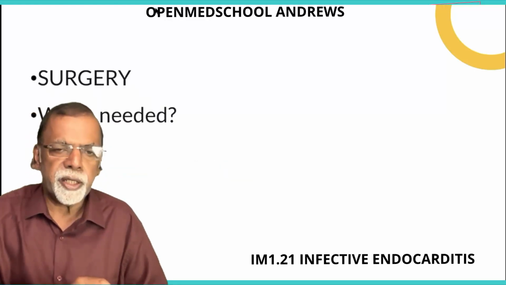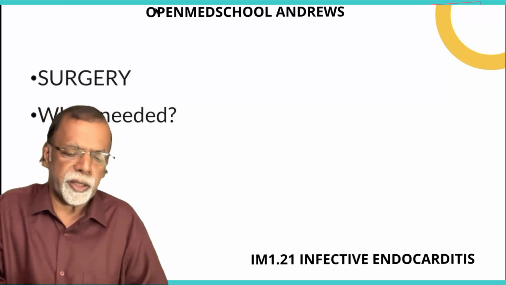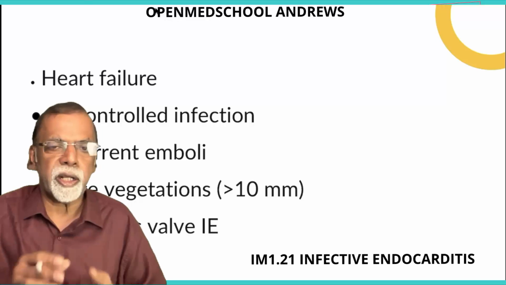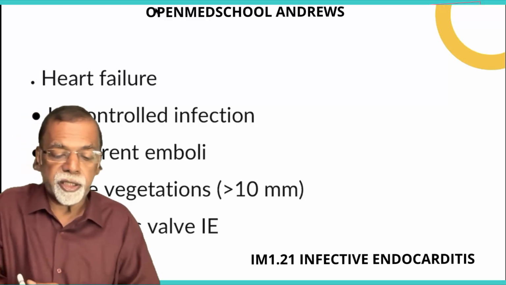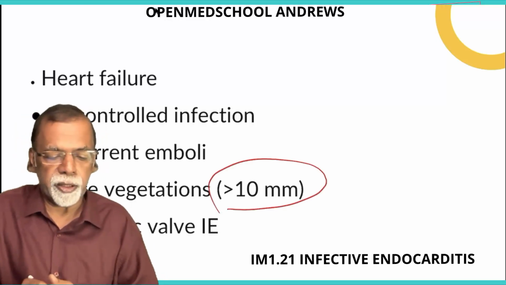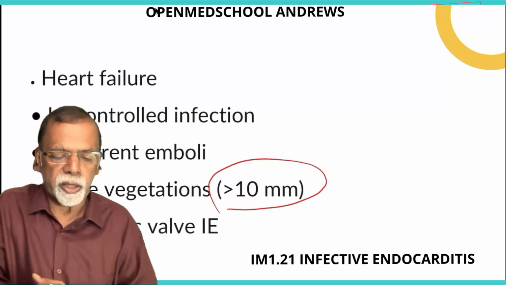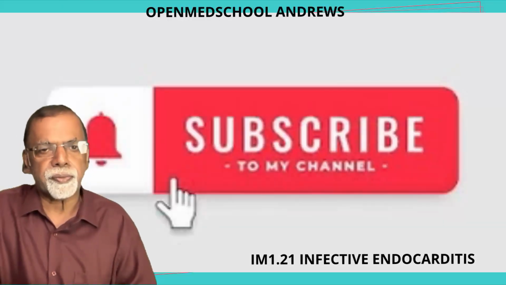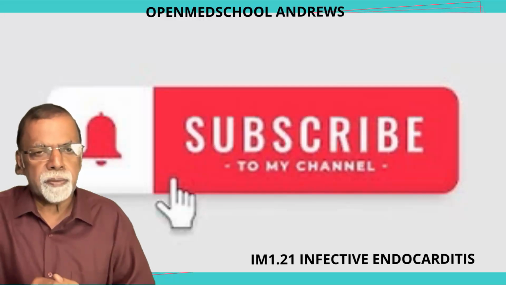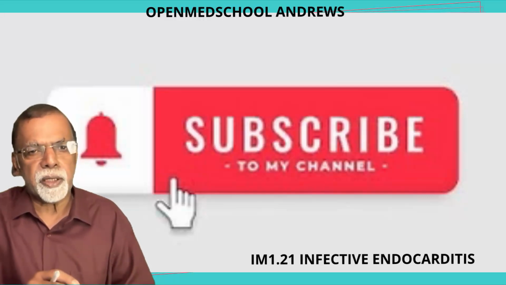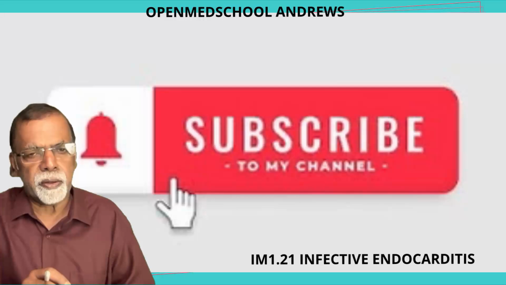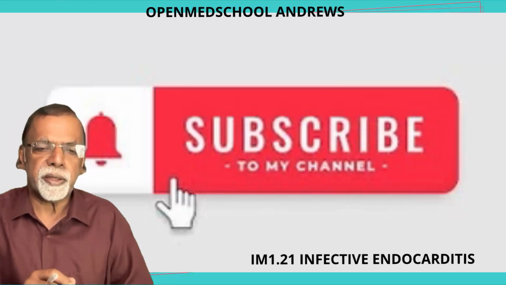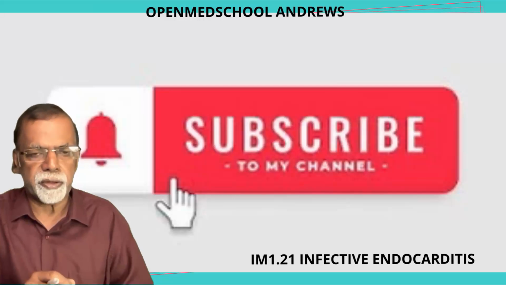And sometimes surgery is indicated when required. One, uncontrolled infection, where the patient is not responding to antibiotics. Recurrent embolization, and large vegetation more than 10 millimeter. And prosthetic valve endocarditis is a definite indication, the valve has to be replaced. So in short, fever plus murmur plus emboli, transesophageal echography is the best. Three cultures before antibiotics. Heart failure is an indication of surgery.